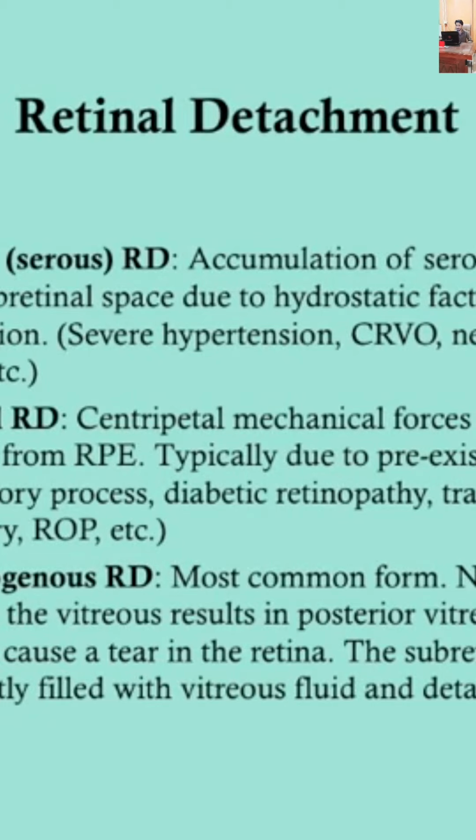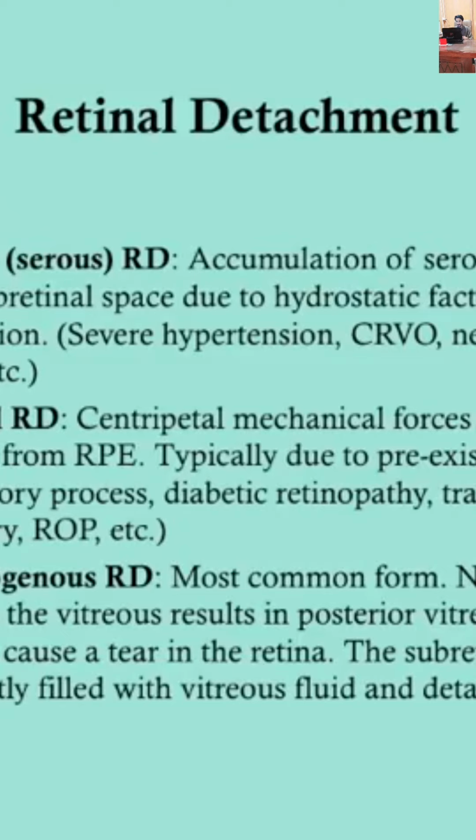Then there's tractional retinal detachment, and this requires some kind of a scar on the retina, and that results in centripetal mechanical forces that can then tear the retina from the scar, or at the point of the scar. So this can be due to past inflammatory processes, diabetic retinopathy, trauma or injury, past surgery, retinopathy of prematurity, and pretty much anything that can give you a scar on your retina.